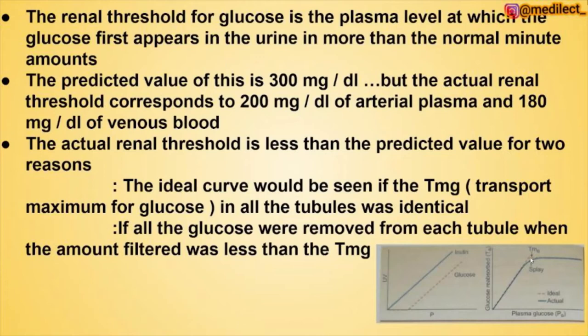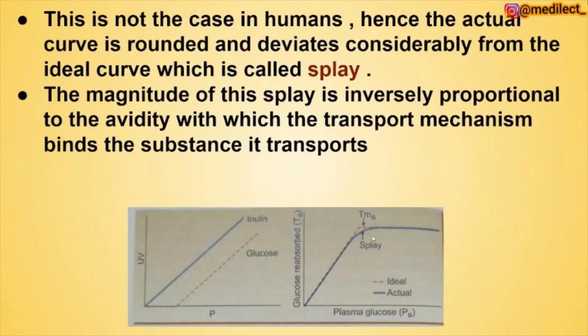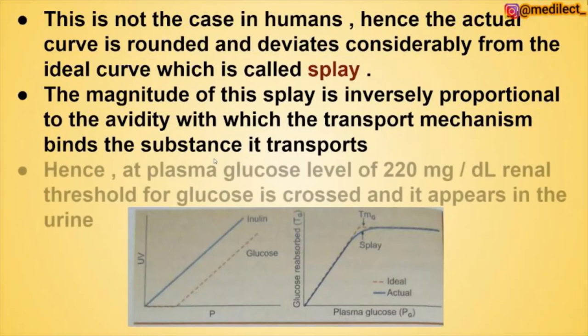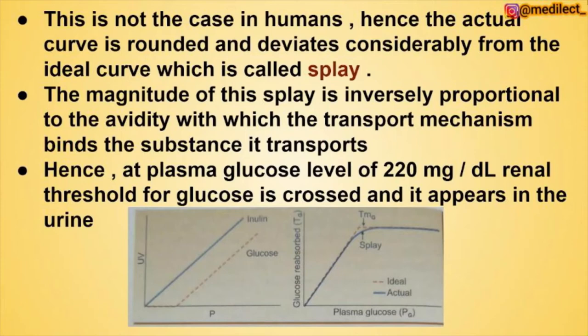This is the splay, the actual curve, not the predicted one that doesn't occur in humans. Now, the magnitude of this splay is inversely proportional to the avidity with which the transport mechanism binds the substance it transports. So, that's why at a plasma glucose level of around 220 mg per dL, the renal threshold for glucose is crossed and glucose appears in the urine. Because if you remember, the predicted threshold level was 300, but the actual is 200. So, if the plasma glucose level is 220, the glucose will cross the limits and will appear in the urine.